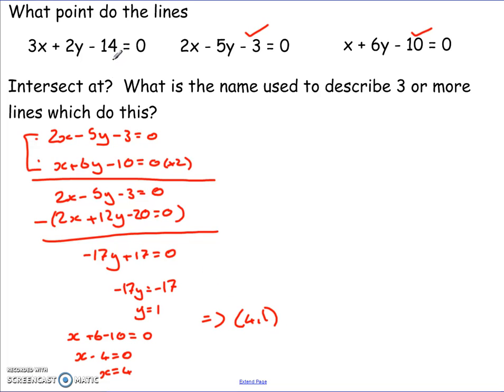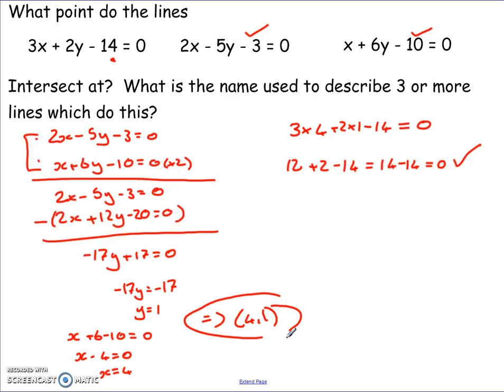Now this is where the third line comes into play, so this line here. What I can do is substitute 4 in there for x and 1 in for y. If I do this equation on this side and end up with 0, it works for all 3 of the lines and they all intersect at that point. So let's try it. I take 3 times 4 plus 2 times 1 minus 14. We hope that equals 0. 3 times 4 is 12, plus 2 times 1 is 2, take away 14. 12 plus 2 is 14, so it's 14 minus 14. That equals 0. So it works. So all 3 of the lines intersect at that point, 4, 1. That right there works for the 3 of them.